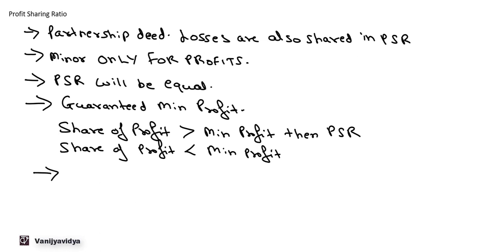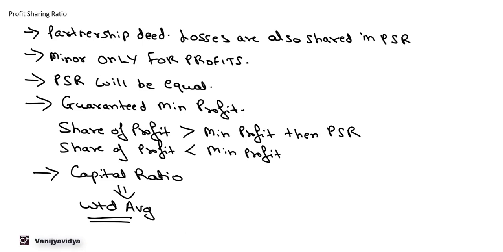Now, this profit sharing ratio can also be the capital ratio of the partners. If it is a fixed capital, then the capital ratio will be based on the fixed capital. But if there is some addition to the capital or withdrawal from the capital, or if a fluctuating capital method is followed, then this capital ratio is calculated on the weighted average for all the partners for the year, and then accordingly the profit is shared on the basis of this ratio, which is calculated as per weighted average capital. Let us see one example for this.